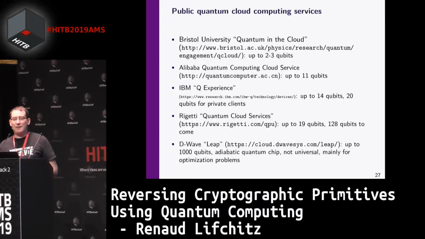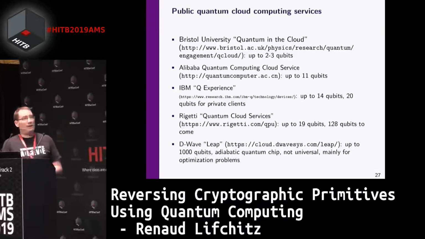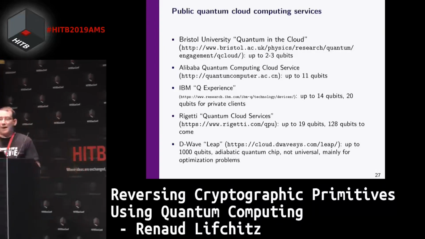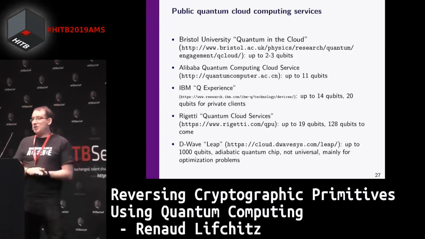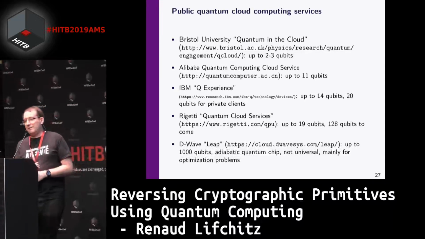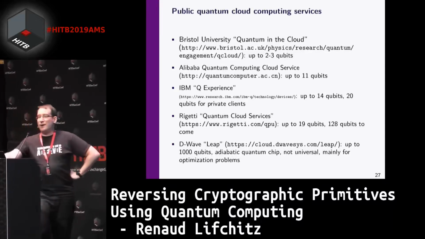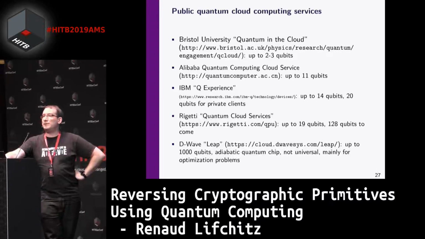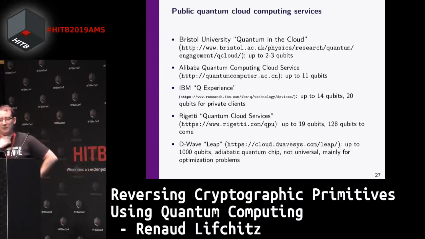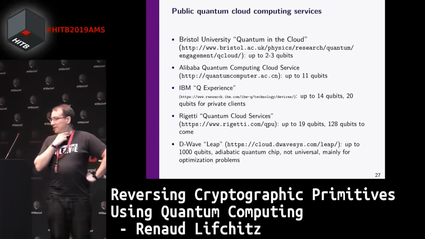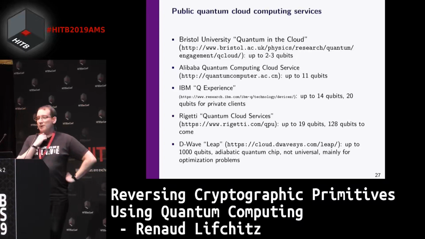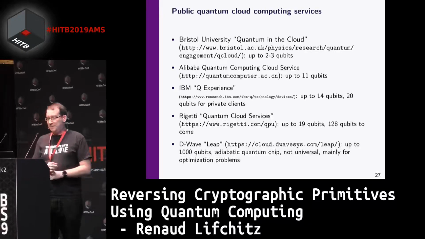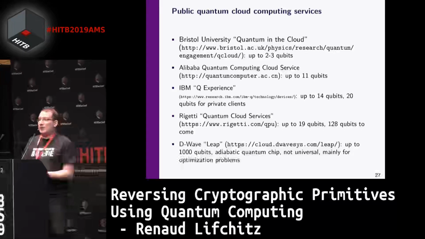The Chinese have launched a service around the brand Alibaba that gives you up to 11 qubits. IBM, which is one of the well-known players in the area, gives you up to 14 qubits for free. And if you are a paid customer, you can have 20 qubits. Rigetti, which is a competitor, gives you up to 19 qubits, and even more than 100 qubits if you're a paid customer. And the last one is D-Wave.